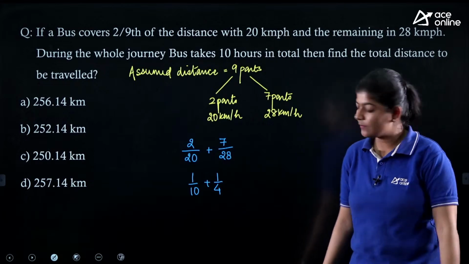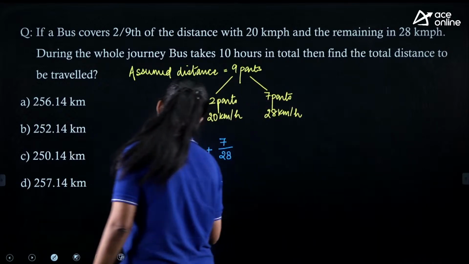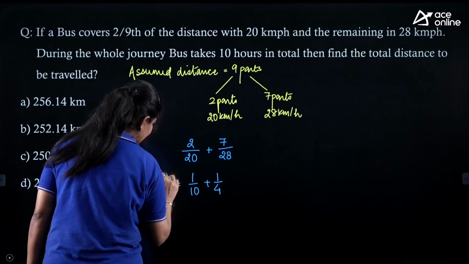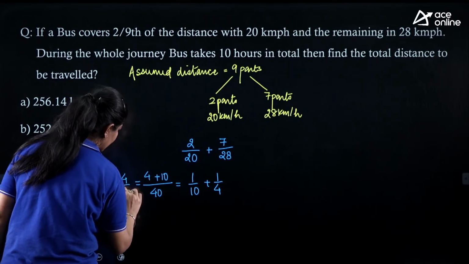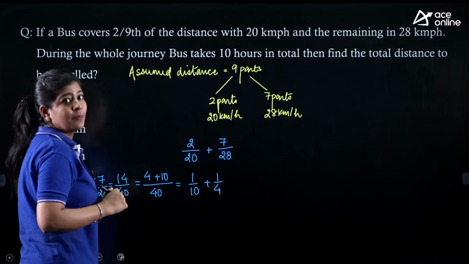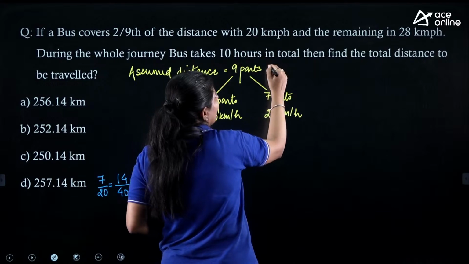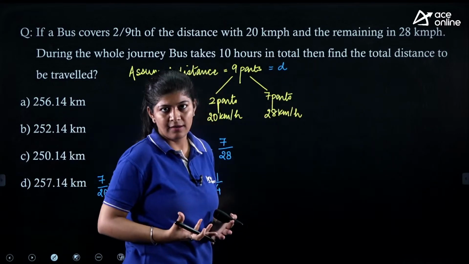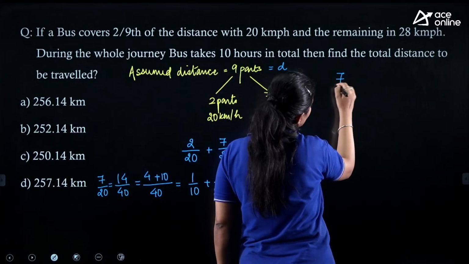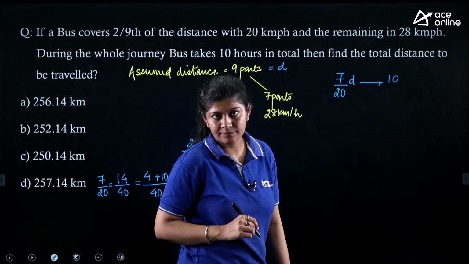Let's see what the correct answer is over here. If I solve this particular thing, what value am I getting? Here I can take my LCM as 40. Here we are having 4 and here we are having 10, that is nothing but 14 by 40, and again if I simplify it, I will get 7 by 20 parts. So basically the question is saying that the 7 by 20th part of this, now I am taking D instead of 9, is covered in a time period of 10 hours, right?